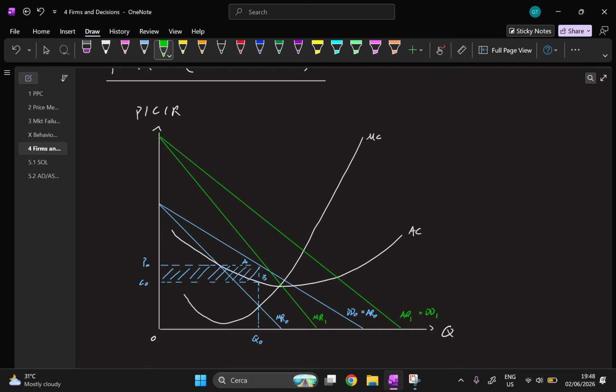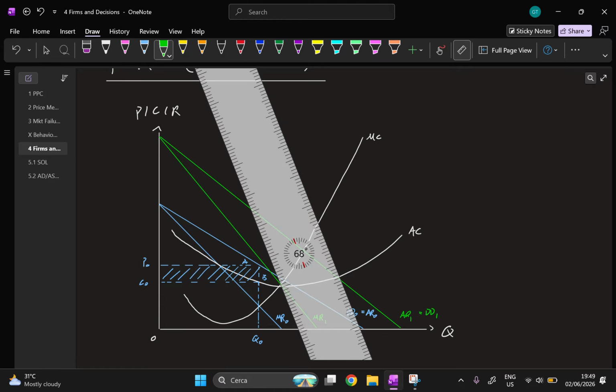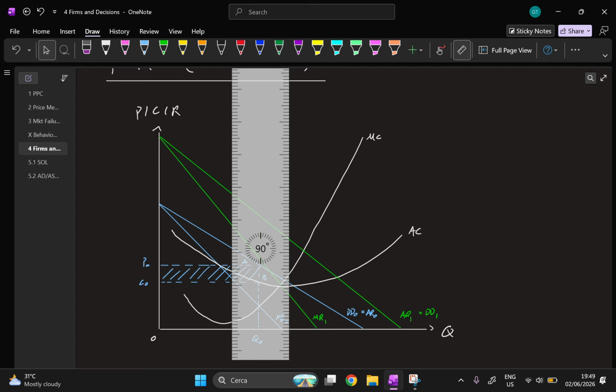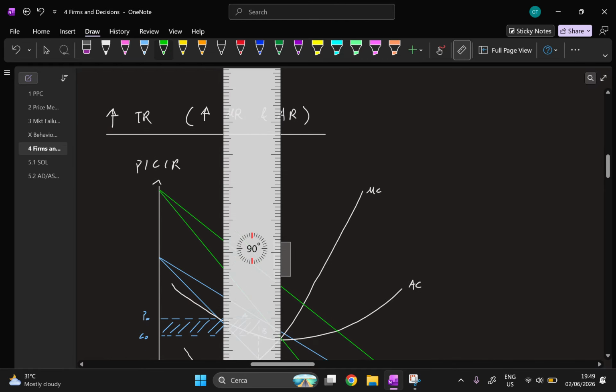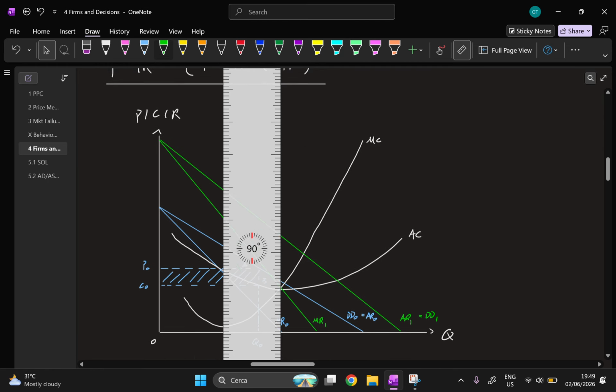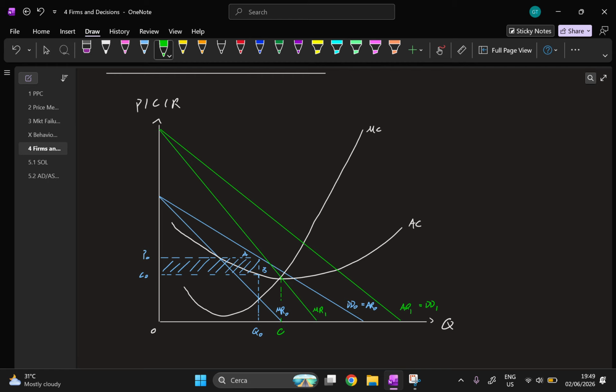Where is the new profit maximizing output? MC equals MR1 is this point here, right? From that point, I take a ruler and move it vertically. I go from this point where MC equals MR1 and trace from here downwards all the way to the axis, and I label this Q1.